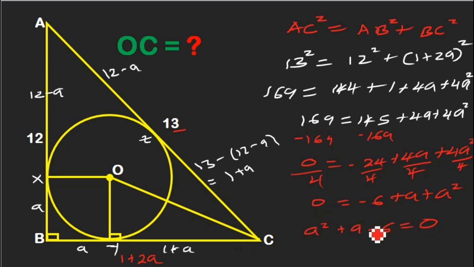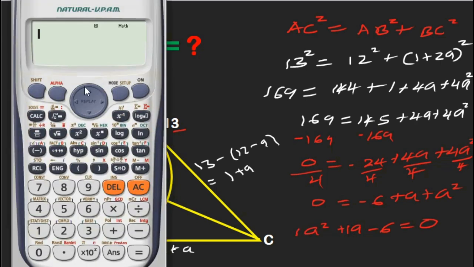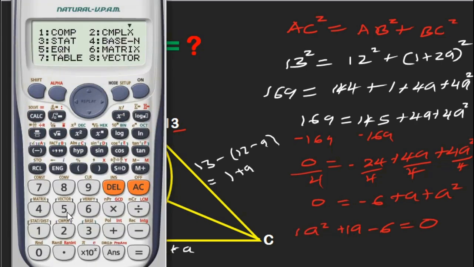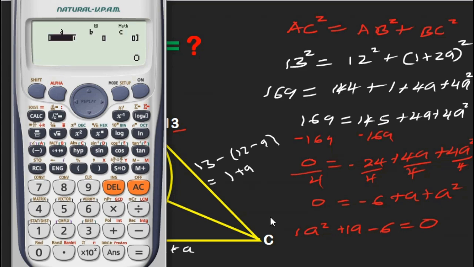If you solve this equation, what is the value of a? The coefficient of a squared is 1, the coefficient of a is also 1, and the constant term is negative 6. On the calculator, I go to mode, then equations number 5, then quadratic equation is number 3. Then the coefficient of a squared is 1, I key that in, the coefficient of a is positive 1, and then the constant term is negative 6.